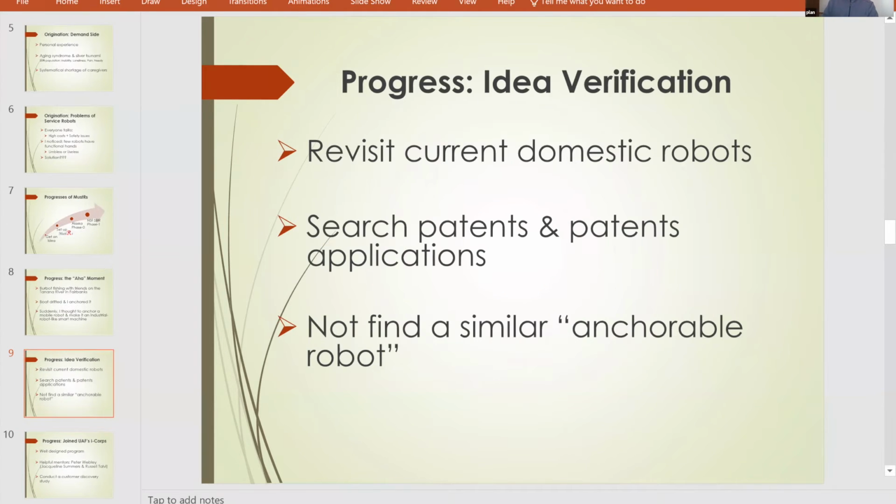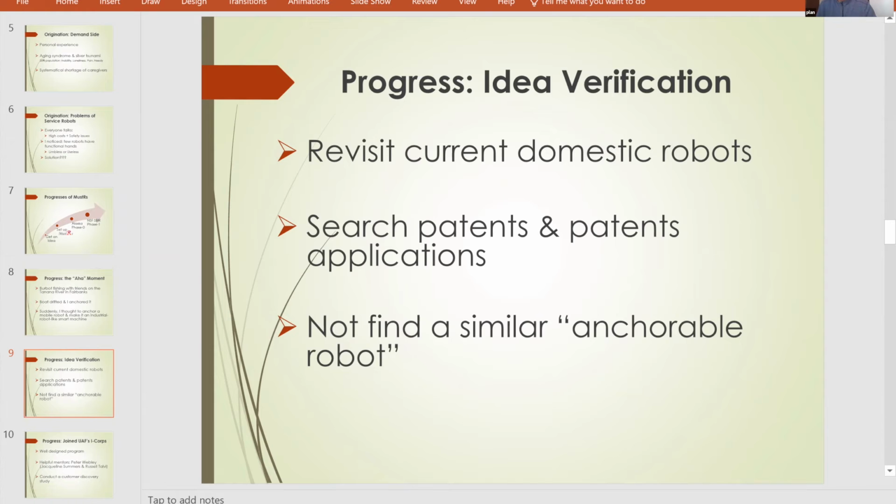So you see, this is the idea. At the moment I got this idea, I came back. When I came back, I did my homework. I revisited so many companies. What kind of robots do they have? Do they have any function I mentioned or imagined? I did not find that.